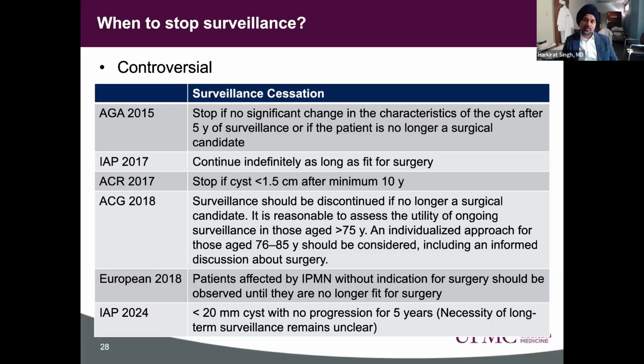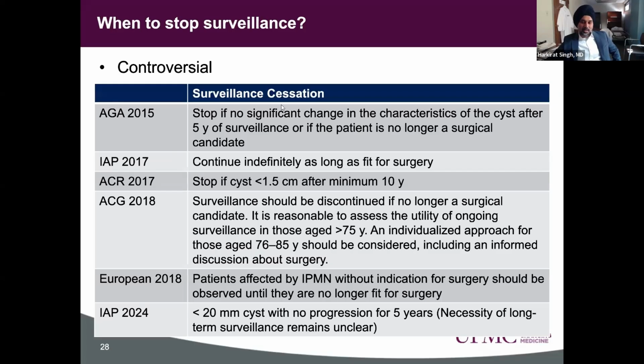These were very controversial because if you have a 50-year-old with a 20 millimeter cyst, and you follow it for 5 years and nothing changed, we don't have good data to suggest that it may not grow. They have 30 plus more years to live, and the cyst can grow and turn into cancer during that time as well. So in our practice, we usually keep surveying a cyst, even if it is low risk, as long as a patient is a surgical candidate.